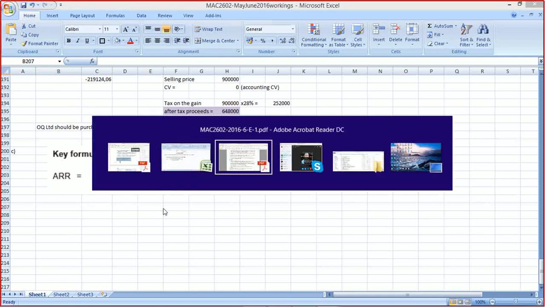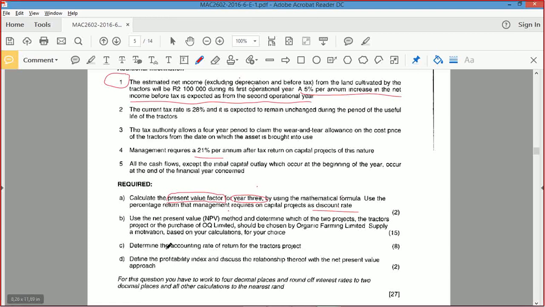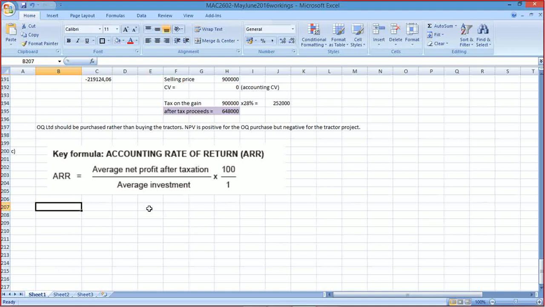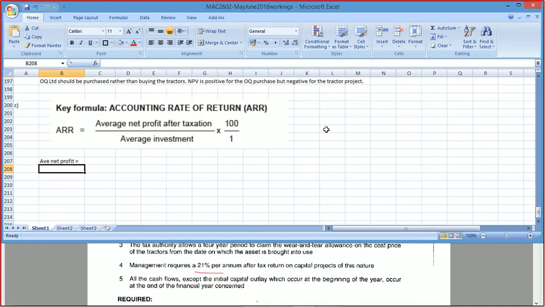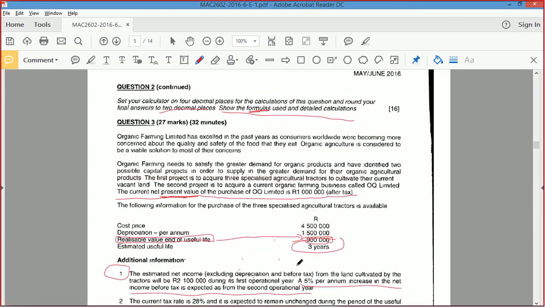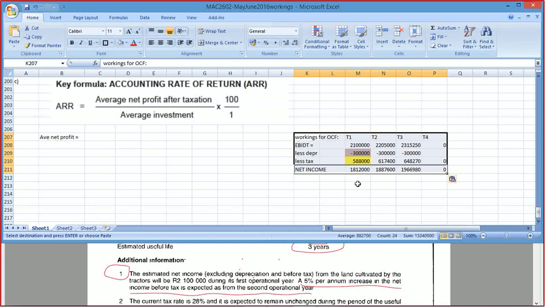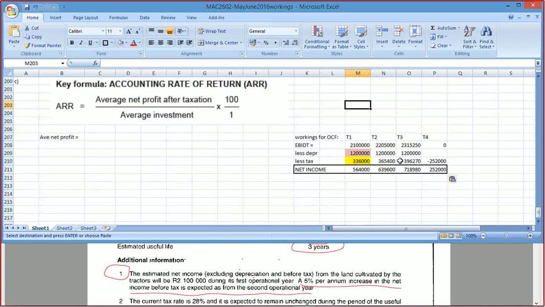Okay, so let's do the working. What are we looking at for the tractors? Determine the accounting rate of return for the tractors project. I want the average net profit. Where's the net profit here? Oh, we did the calculation earlier. I can just take it from my working. But this is accounting, hey? So we're going to use this. Oh, let me paste the values rather. There we go. That's better. It's the same.